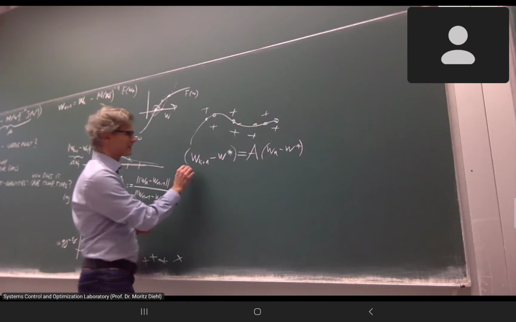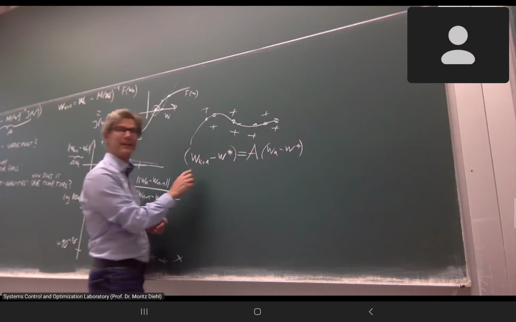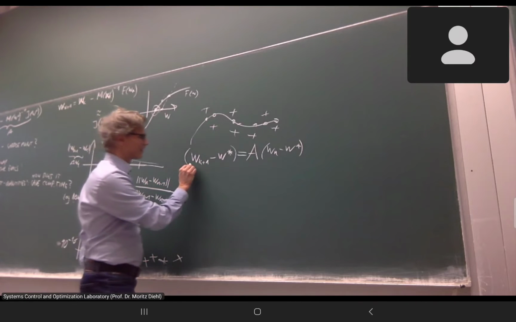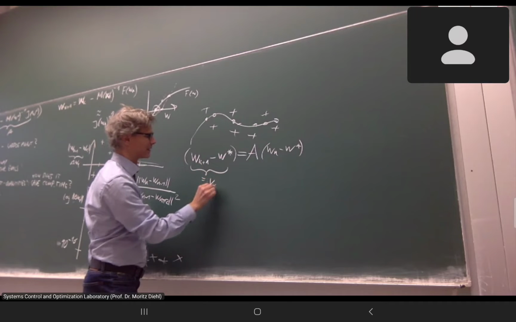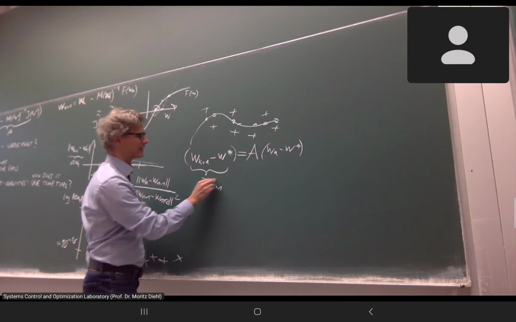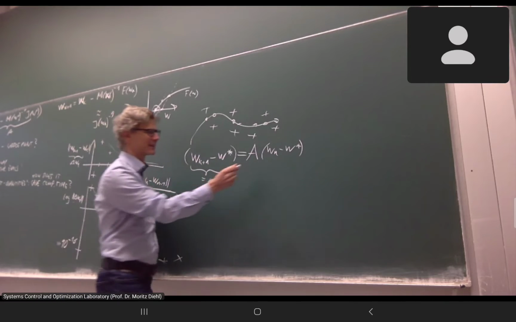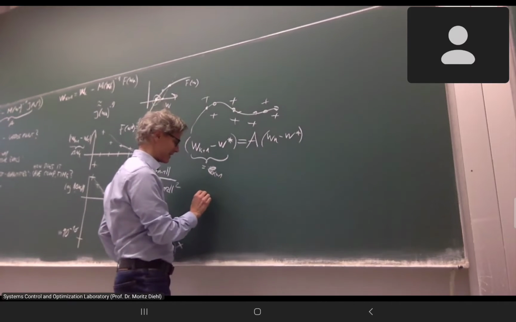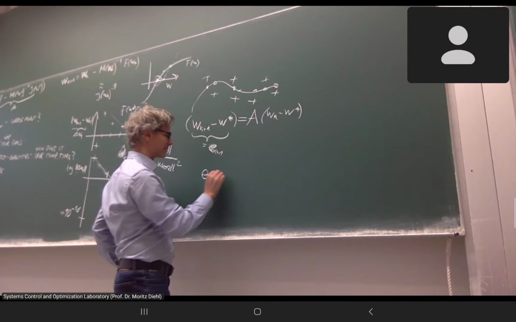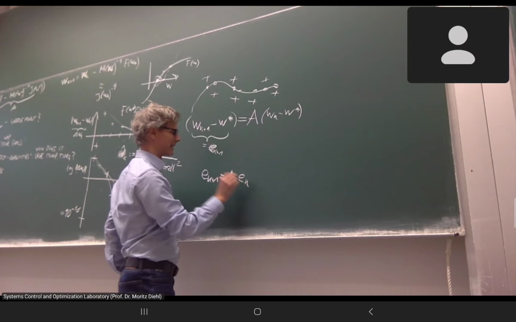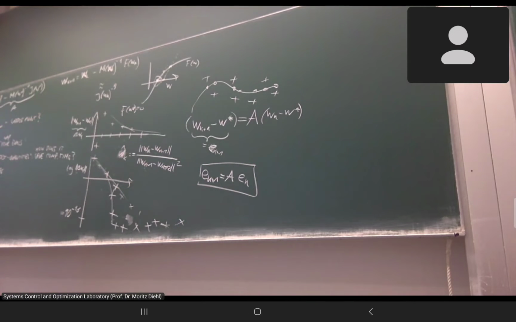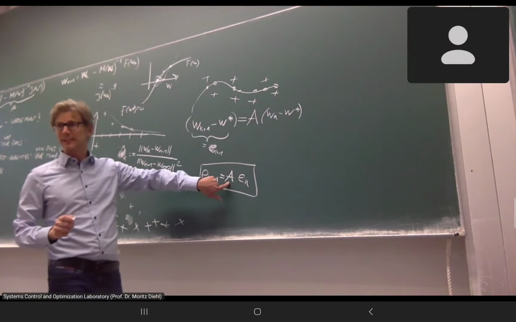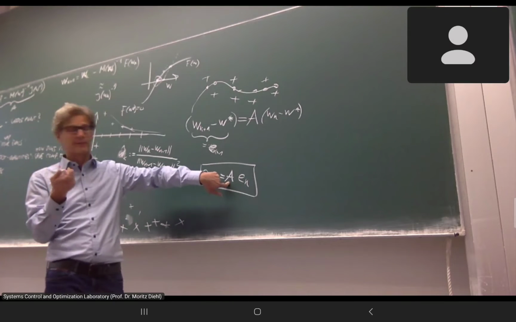So this is the error. If I define this to be, let's say, E_{k+1}, the error, then I have the relation that the error E_{k+1} is equal to A times the error E_k, asymptotically. Now this A matrix is a discrete-time linear system, right?